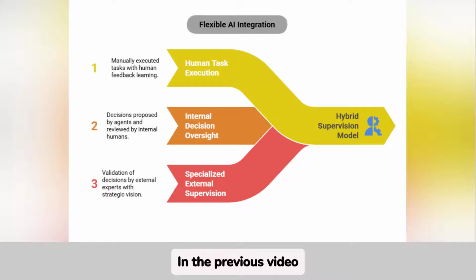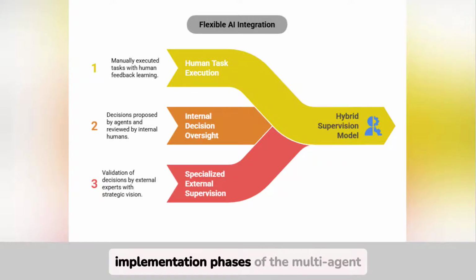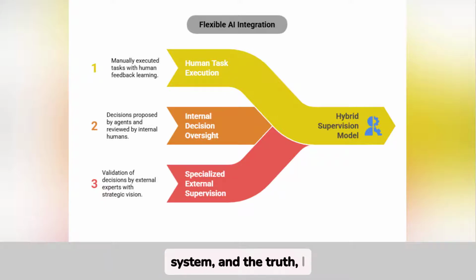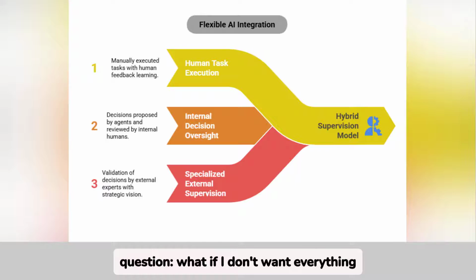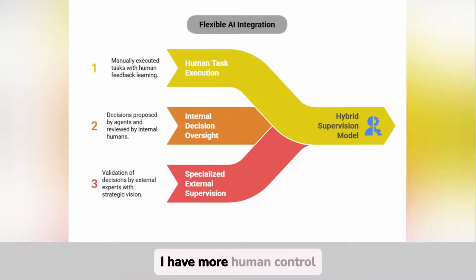In the previous video, we saw all the implementation phases of the multi-agent system, and the truth, I like that the process is so well structured. But now I have a key question. What if I don't want everything to work in automatic? Can I have more human control over the system?